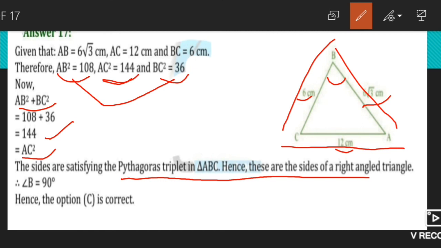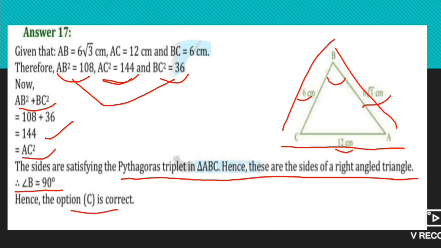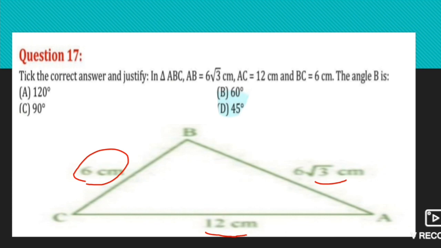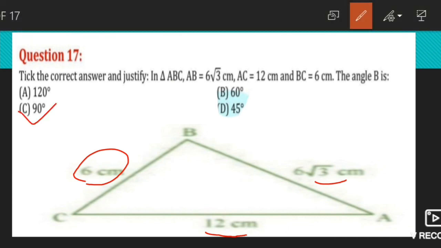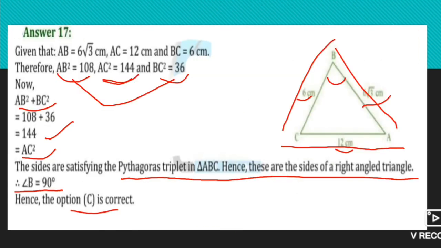Hence, these are the sides of a right angle triangle. So angle B will be 90 degree. That is, option C is correct. In this way you have to solve this question.